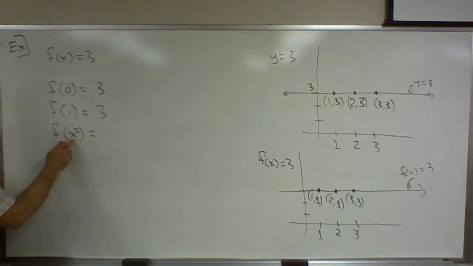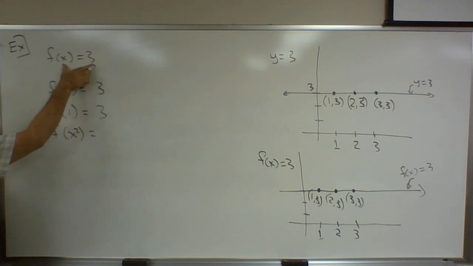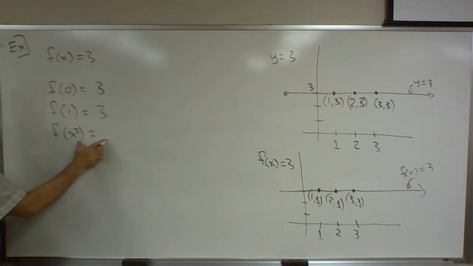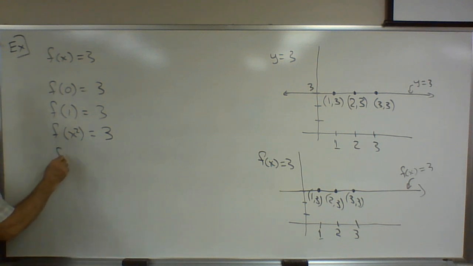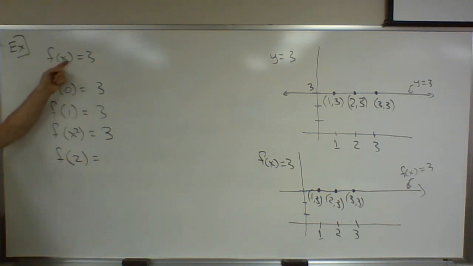F evaluated at x squared. X squared plays the role down here that x plays up here in our model. So every place up here that we see an x in our model, we're going to put x squared down here. There, that's it. And maybe some more practice. F of 2, f evaluated at 2. Every place we see an x up here, we put a 2 down here.